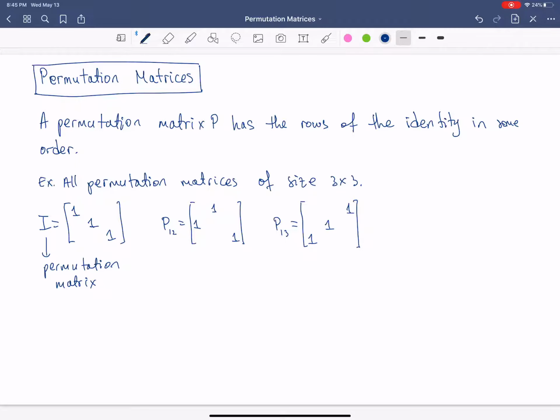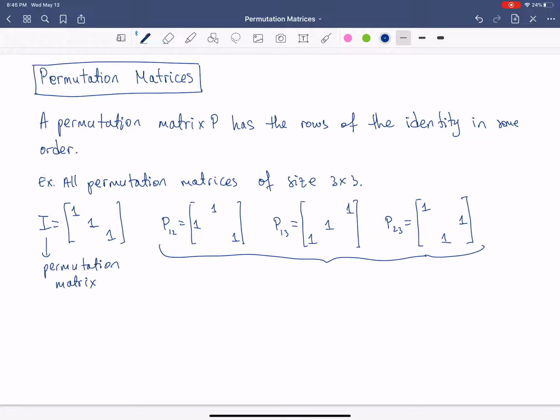Now, we could change P 2,3, and in fact, these three matrices over here are the only permutation matrices where only a pair of rows is being exchanged. So the first row here stays the same, and then in the second row we have the third row of the identity matrix, and then in the third row we have the second row of the identity matrix. So these are an exchange of a pair of rows.